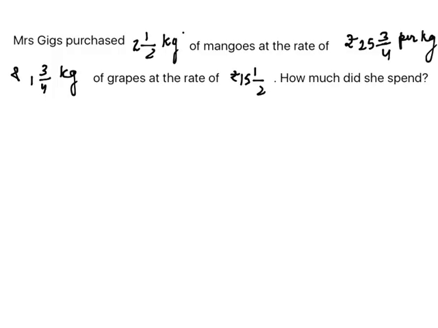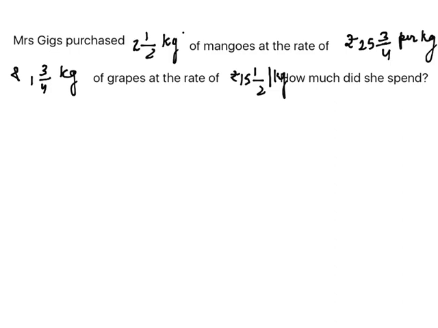Next let's have some word problems based on the multiplication. In this first one we have a lady, Mrs. Greg, who purchased 2 whole 1 by 2 kg of mangoes at the rate of 25 whole 3 by 4 per kg, and 1 whole 3 by 4 kg of grapes at the rate of rupees 15 whole 1 by 2 per kg, and we have to find out how much money she spent.